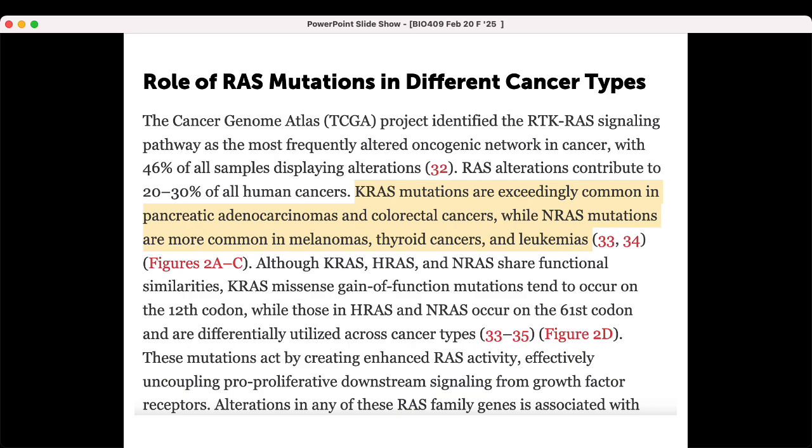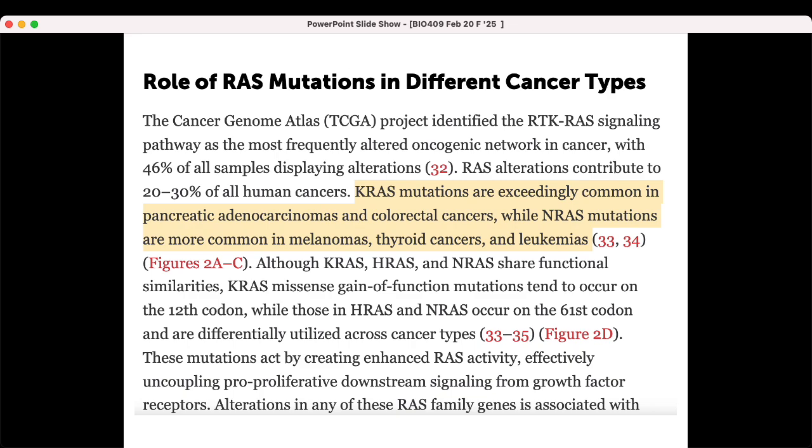So that's why they're saying KRAS, Kirsten RAS, don't worry about it, just RAS for us, right? They're essentially just saying that, but here, the one time we'll look, because the different RAS genes have different roles in very specific cancers of people. So KRAS mutations are exceedingly common in pancreatic adenocarcinomas and colorectal cancers.